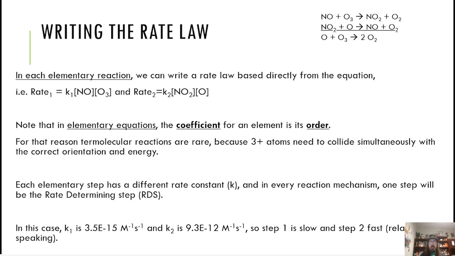So when we write the rate law, each elementary reaction step can be written so that the rate law is directly based on that elementary reaction equation. So for that 2-step reaction, the rate of step 1 would be equal to k1 times NO times O3. That NO and O3 bump into each other and react. Rate 2 is based on k2, where NO2 and O collide. This is the only time the coefficients are equal to the reaction order, in these elementary reaction steps. But to determine the elementary reaction, we need to study the data first.